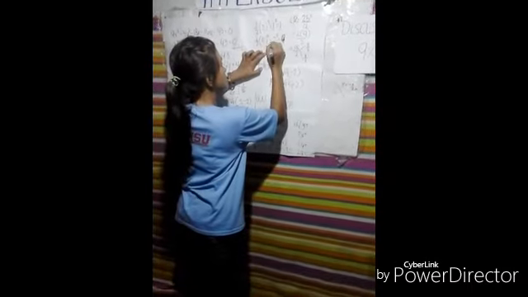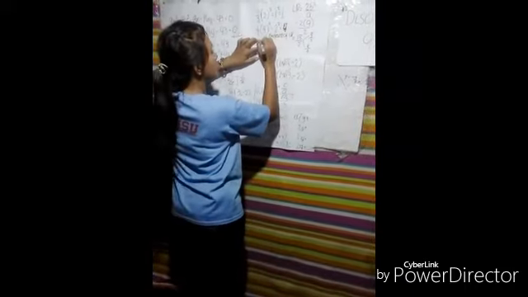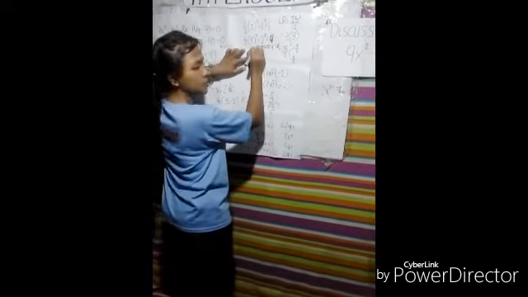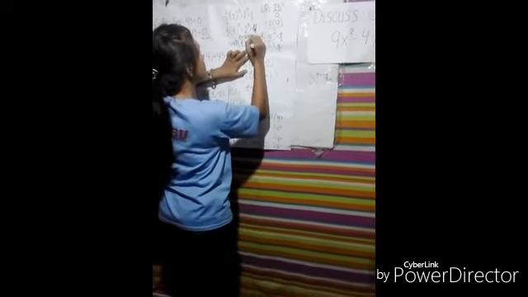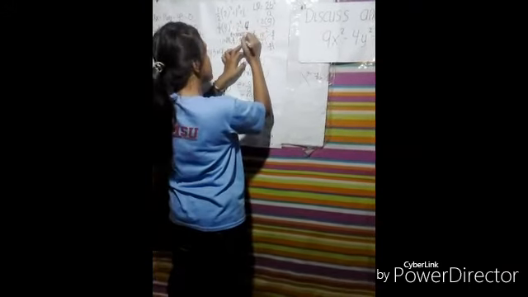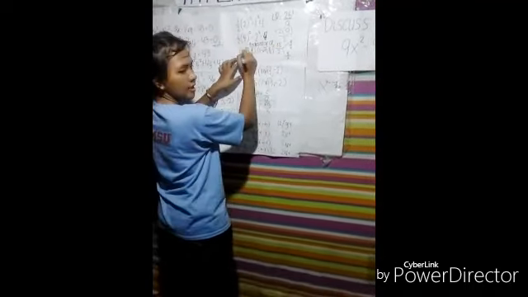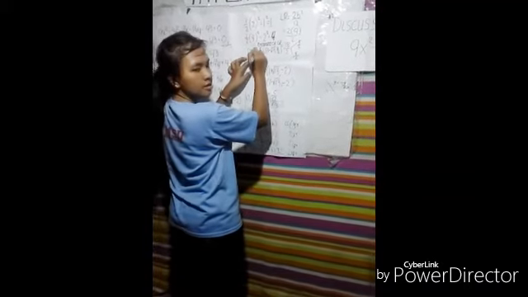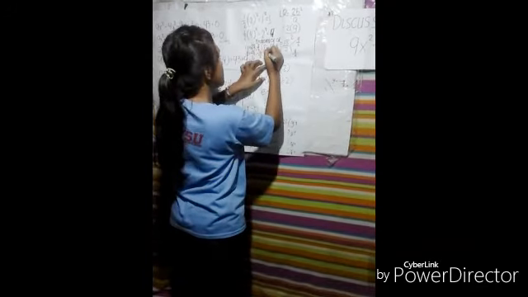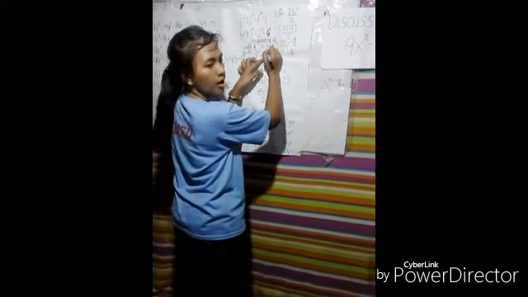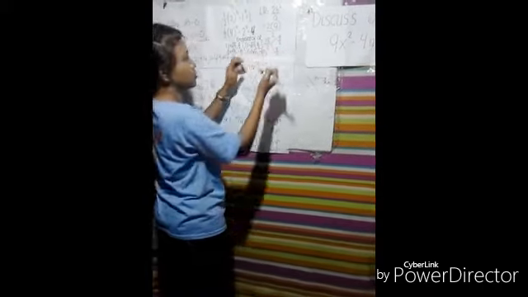Our endpoints of latus rectum is positive 1, positive square root of 13, 8 over 2, and positive 1, negative square root of 13, 8 over 2, then positive 1 plus square root of 13 and negative 10 over 2, then negative 1 square root of 13 and negative 10 over 2.